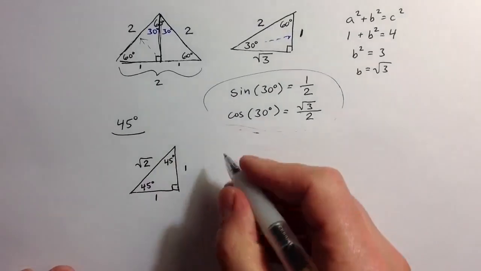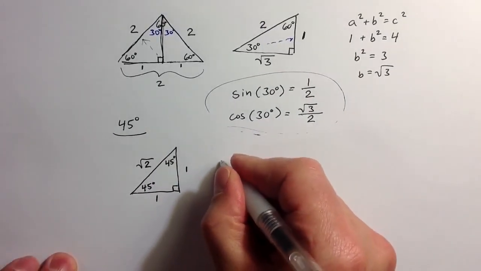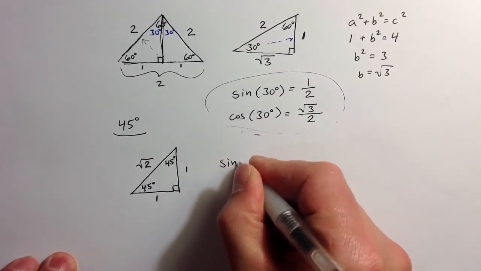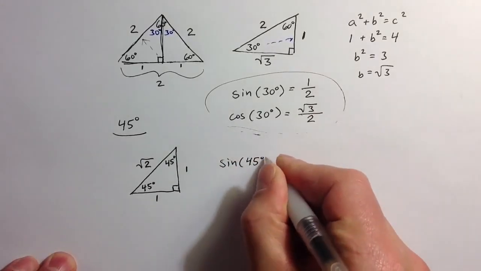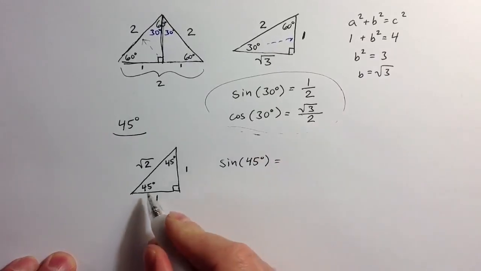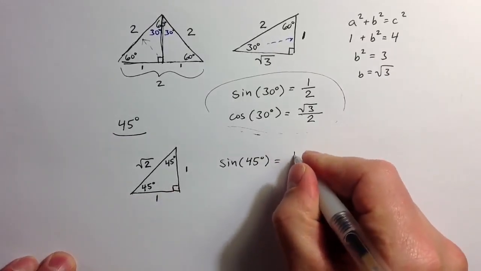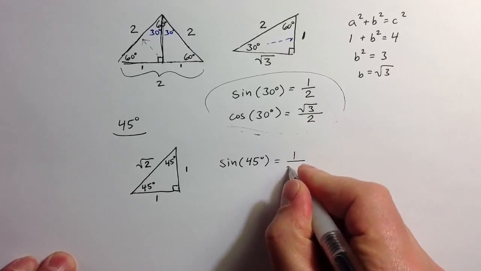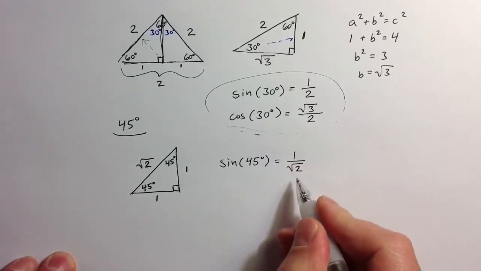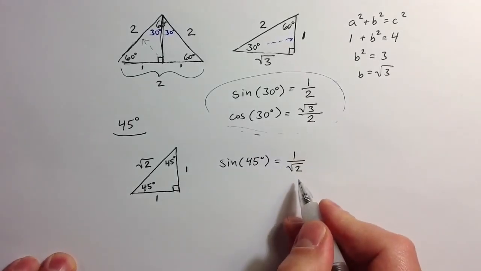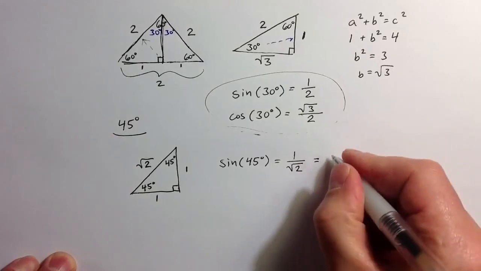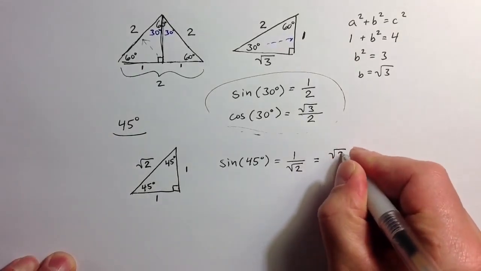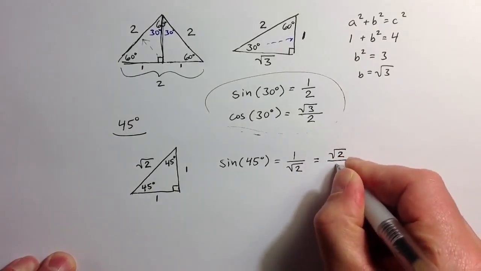So to find some trig ratios, let's say, sine of 45, we're interested in knowing what that is. Sine of 45 degrees, well, it's the opposite side, which is 1, divided by the hypotenuse, the square root of 2. So this would be one way to express the exact ratio for sine of 45. We could rationalize the denominator. If I multiply the top and the bottom by the square root of 2, I get the square root of 2 over 2.